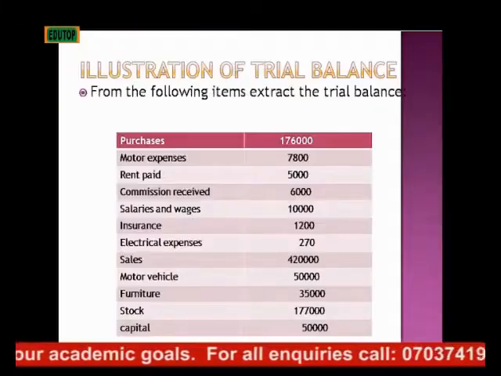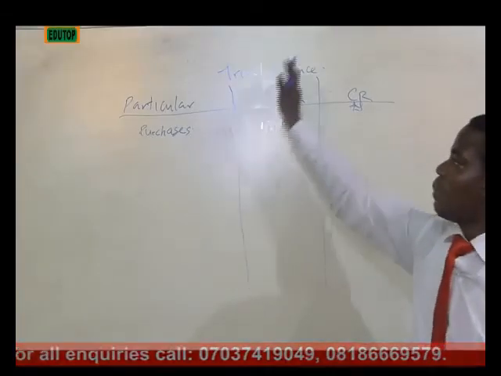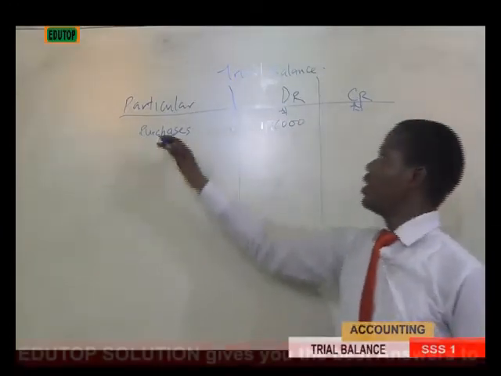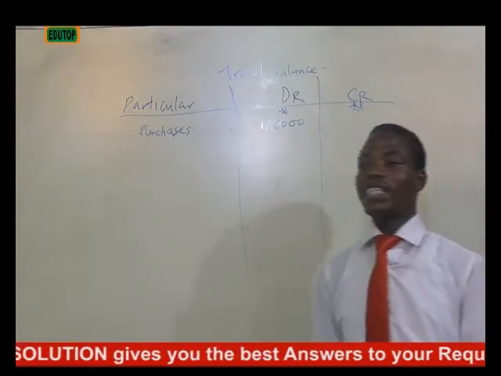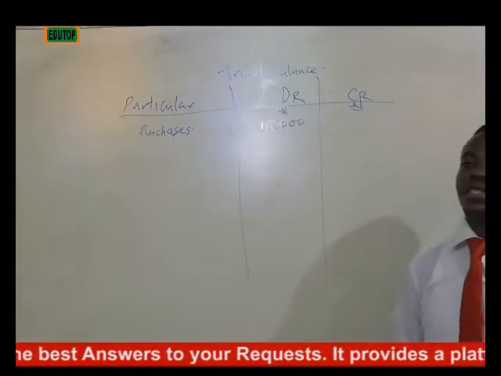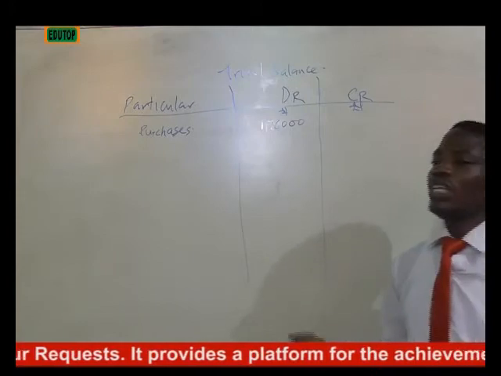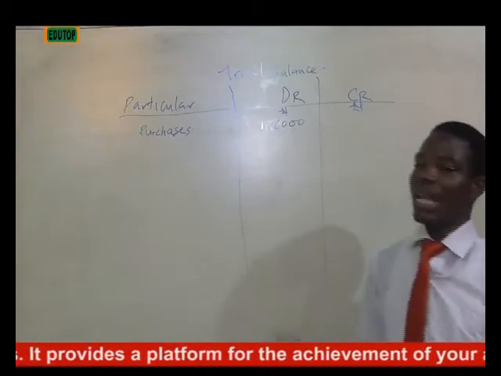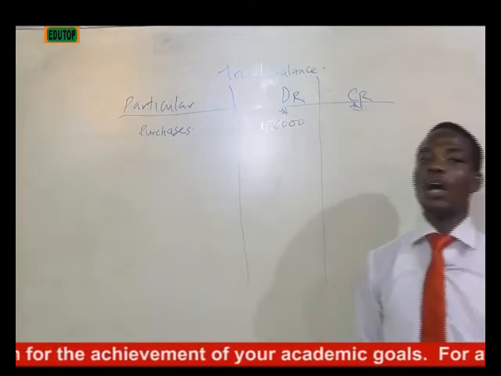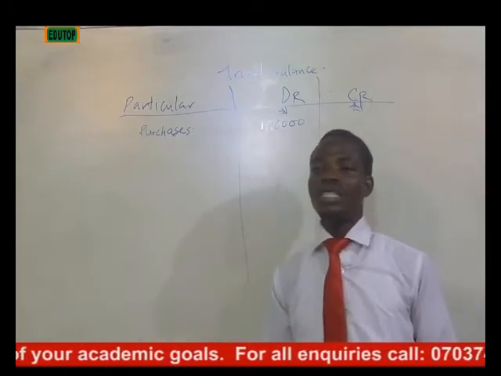Now let's go to the question. In the trial balance, we have the particulars, and we have debit and credit. So purchases will be debited. Don't forget the techniques I gave you. Anything that has to do with purchases must be debited. It is not only restricted to the trial balance; it goes beyond that. It can also help you when you are preparing your ledger, because all the information you are given was extracted from the ledger.